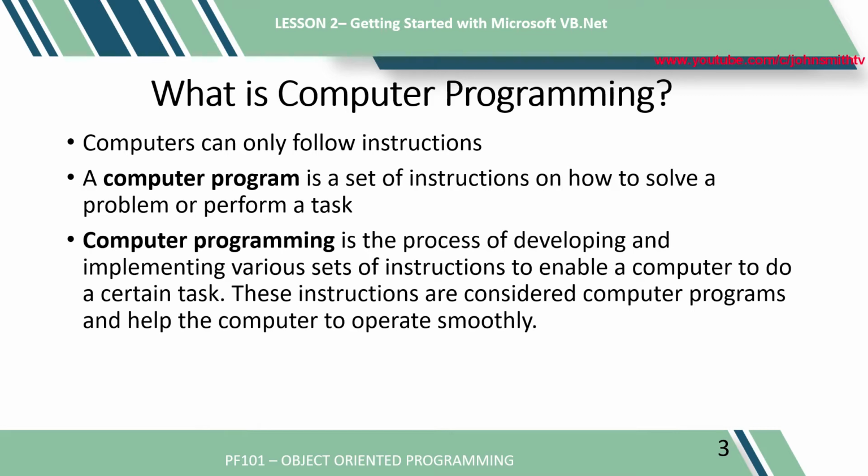So let's define what is computer programming. Computers can only follow instructions. A computer program is a set of instructions on how to solve a problem or perform a task. Computer programming is the process of developing and implementing various sets of instructions to enable a computer to do a certain task. These instructions are considered computer programs and help the computer to operate smoothly.